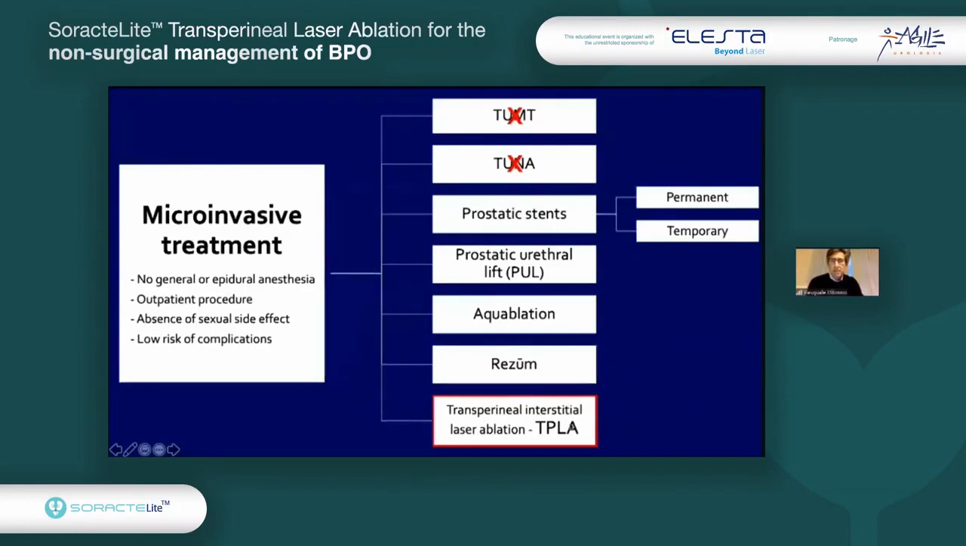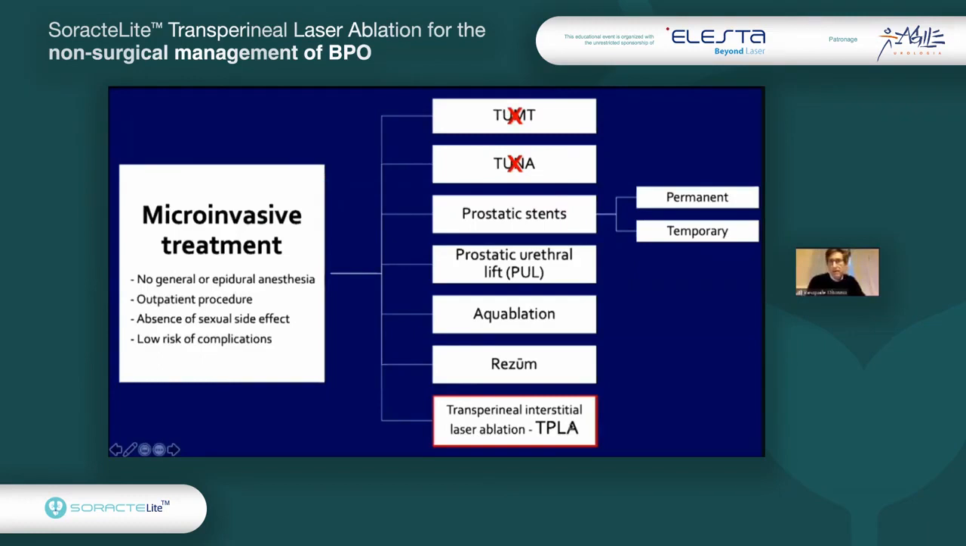What is micro-invasive treatment? It should be a treatment that doesn't need general or epidural anesthesia, should be done in an outpatient way. There should be no sexual side effects, and there should be a very low risk of complication.